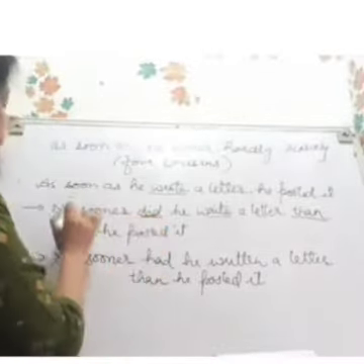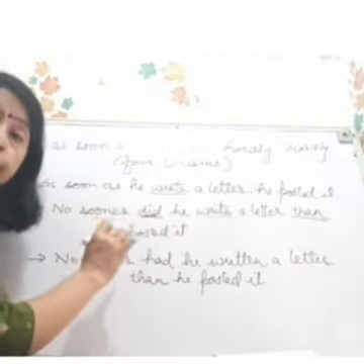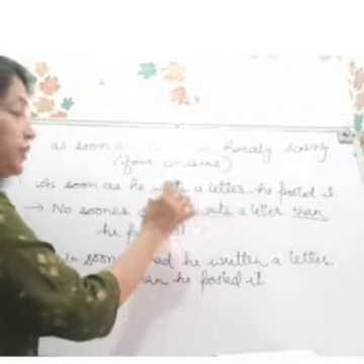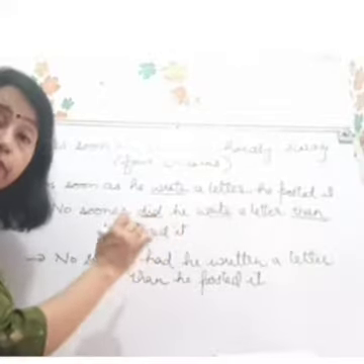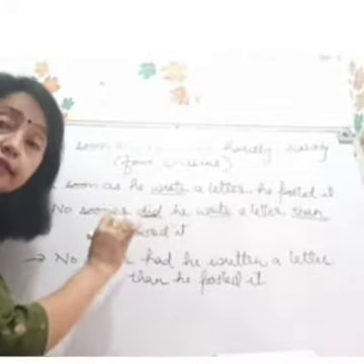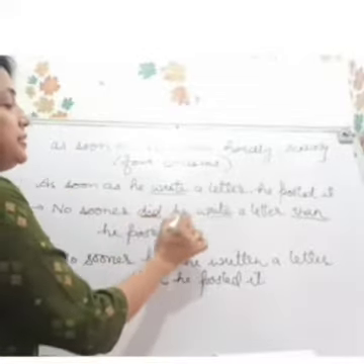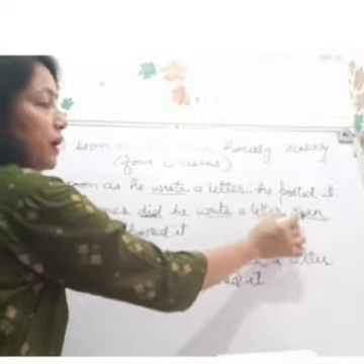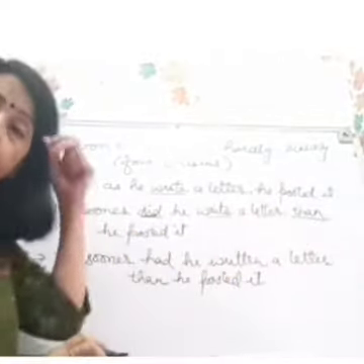So what's the answer? In place of as soon as, we have used no sooner did he write. Why did he write? Because wrote is the second form of verb, and did is also the second form of verb, but with did we use the first form of verb. That is, no sooner did he write a letter, and in place of the comma what do we use? Than he posted it. Clear?